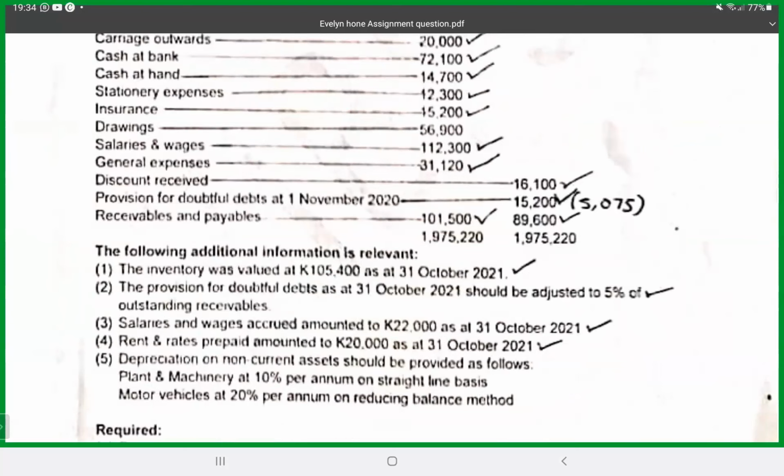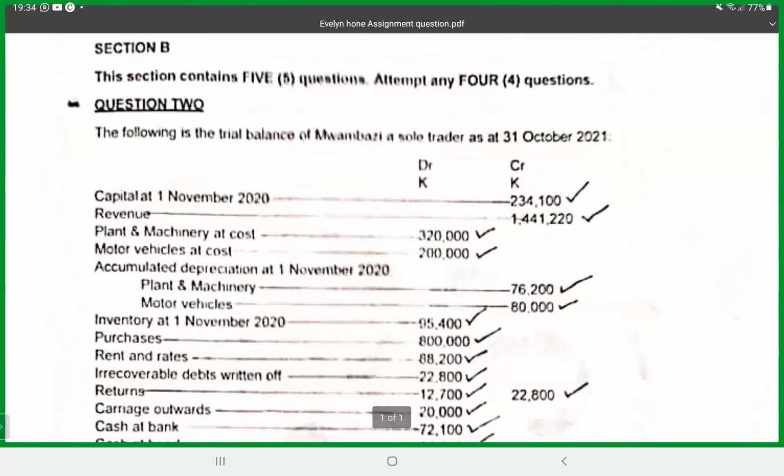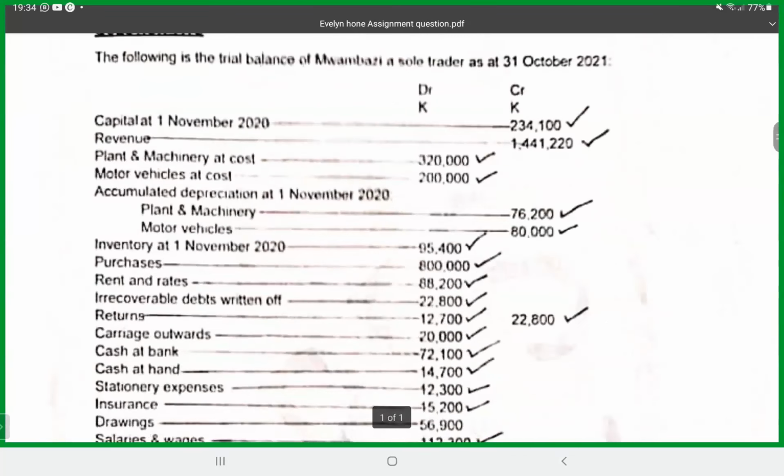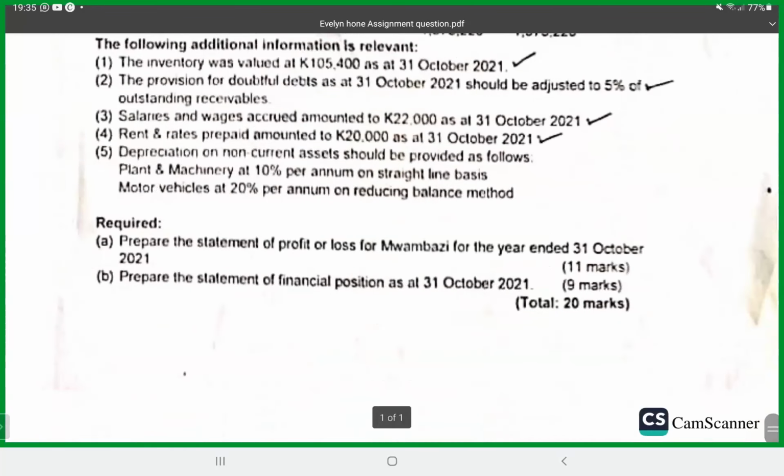105,400. Okay. So the way you can know whether the inventory is the closing or opening, just look at the dates. This trial balance was extracted on 31st of October 2021. That was the closing day. Then the opening inventory is shown on 1st November 2020, which is the previous year. Just look at the dates. So this one will be the first inventory, the opening one. Then this one at the end shall be the closing inventory.